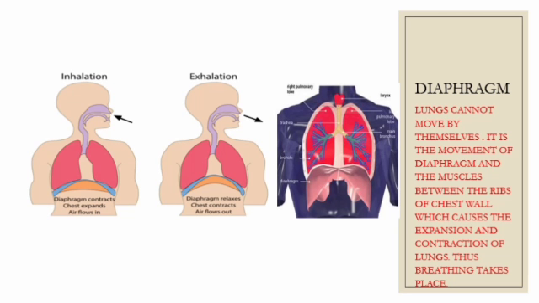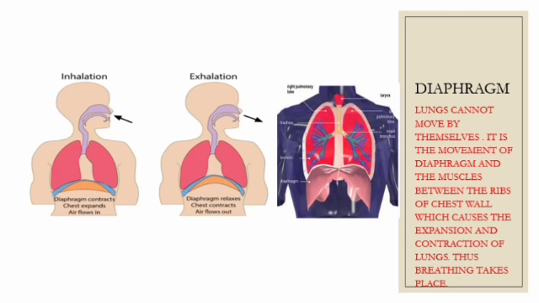The diaphragm is a muscular organ present below the lungs. The lungs cannot move by themselves. It is only the movement of the diaphragm and the muscles between the ribs of the chest wall that cause the expansion and contraction of the lungs.